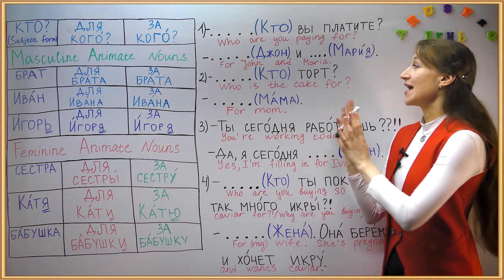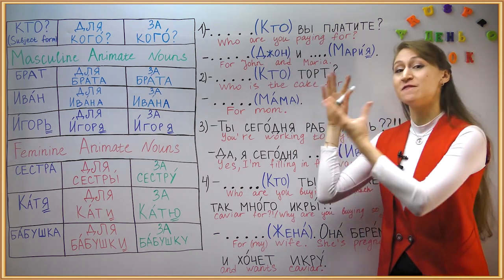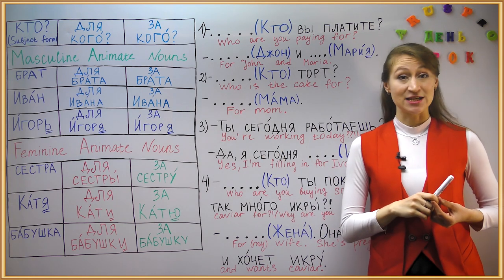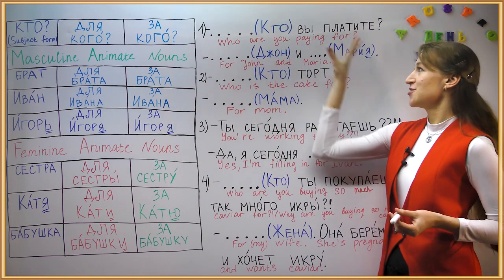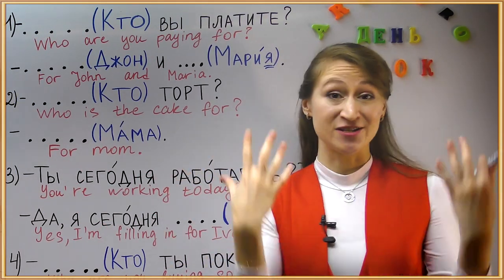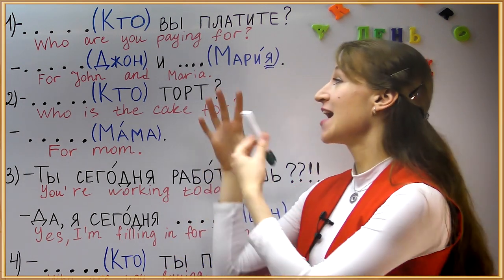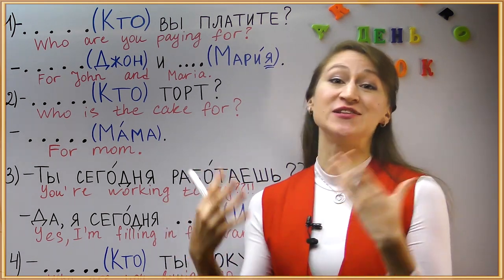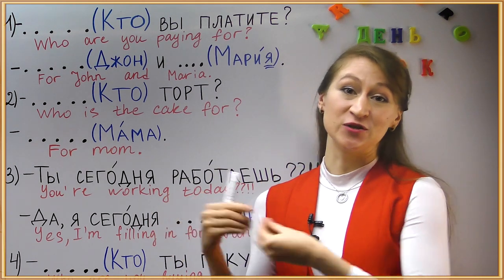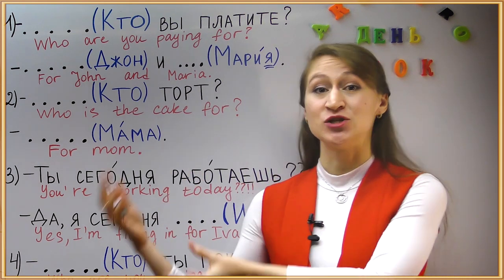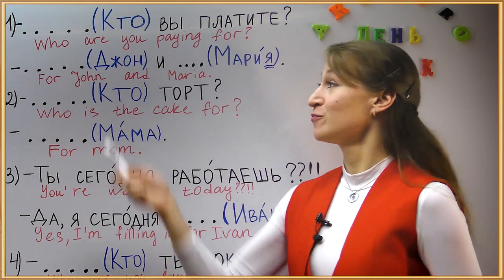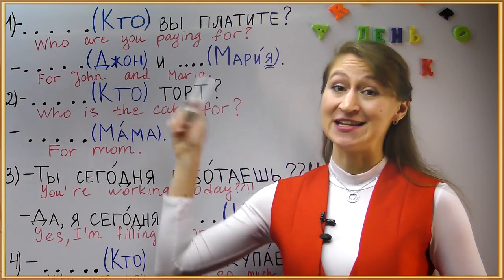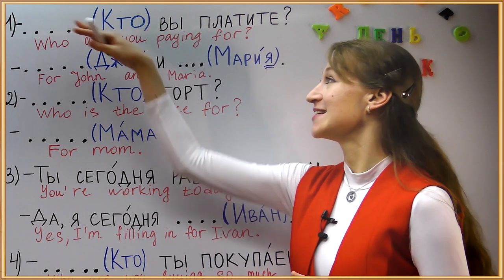Look at these sentences and modify the words in the brackets so that they fit into the sentence correctly. Use the prepositions для and за and the correct ending. So the first sentence, imagine that you are going on an excursion with your classmates, you are at school, and you all are going on an excursion, and your friends, John and Maria, asked you to pay for them. Well, they actually gave you the money so that you go to the person who organizes the excursion and you pass this money to him or her. And this person is asking you, who are you paying for? Who is this money for? For John and Maria. So, pause the video, think for a moment, and fill in the blanks.